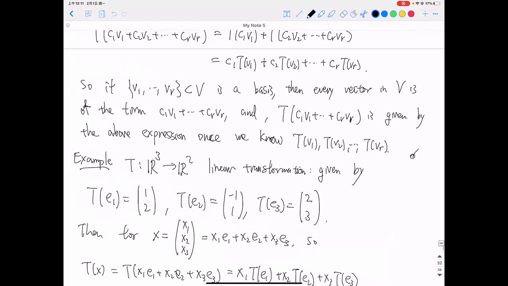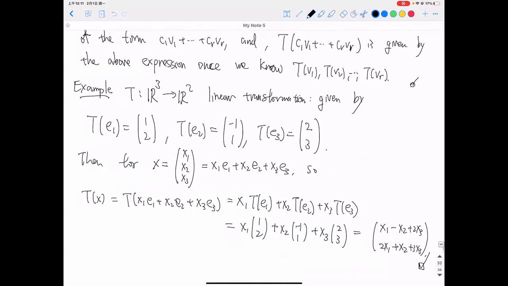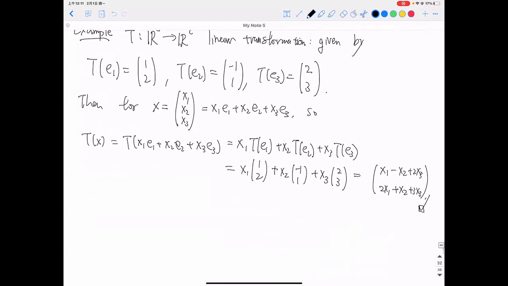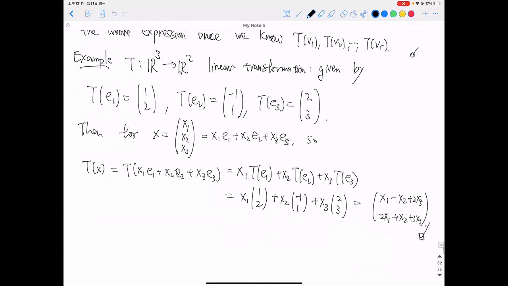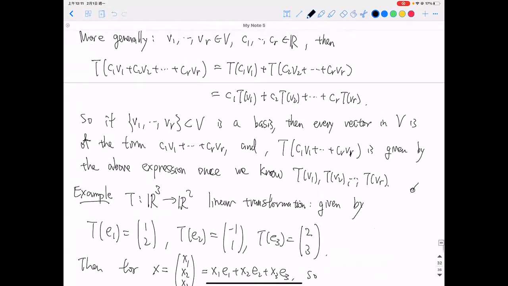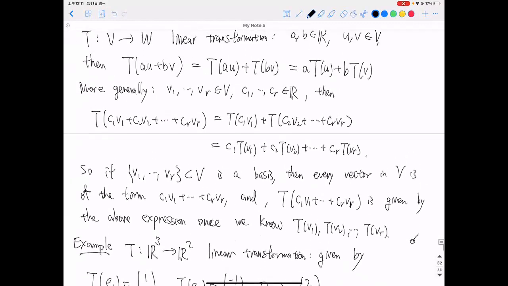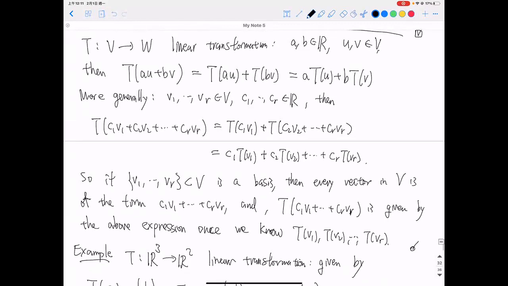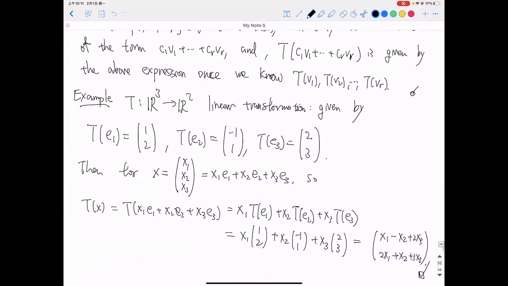Okay. All right. So we're going to stop here for today and continue next time. We'll pick up from here and give some more general discussion about how you describe linear transformations with a given basis, namely the standard basis. Okay.